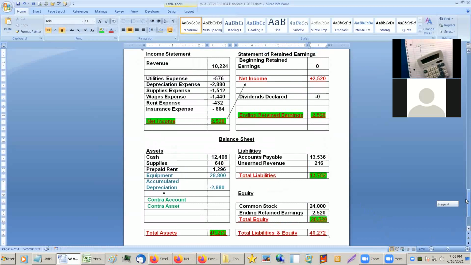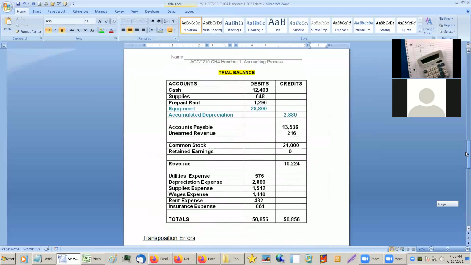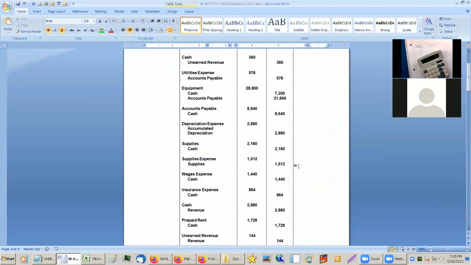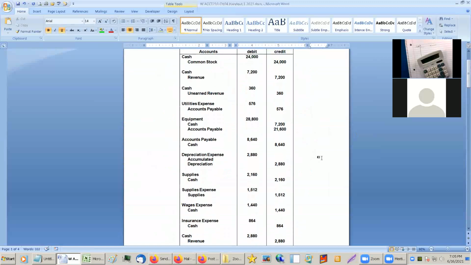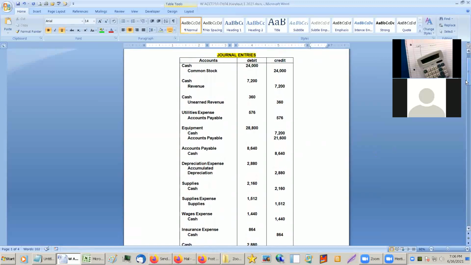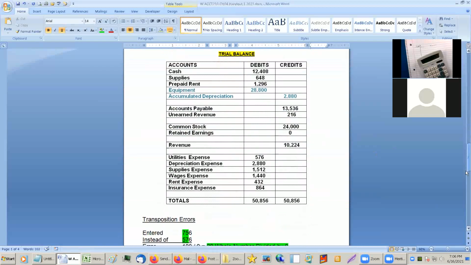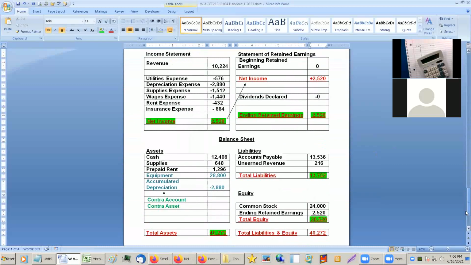And again, you don't get that from the trial balance, and you sure don't get that from here. Looking at the journal entries, trying to determine if they're profitable would be nearly impossible. It would certainly take you a long time to do it. So that's it. That is a cycle.